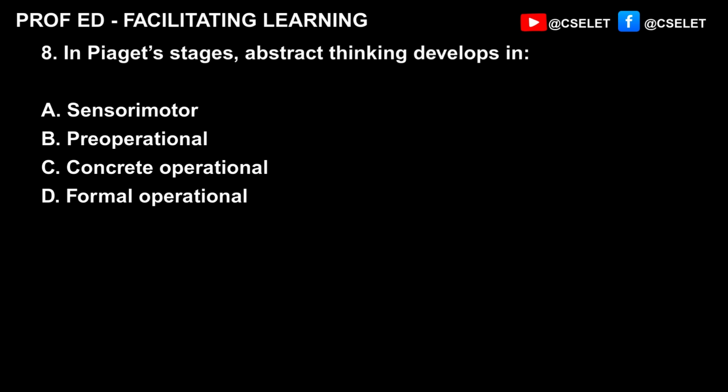In Piaget's stages, abstract thinking develops in: A. Sensorimotor. B. Preoperational. C. Concrete operational. D. Formal operational.